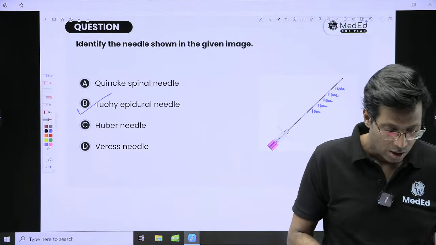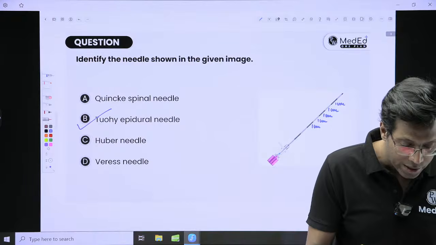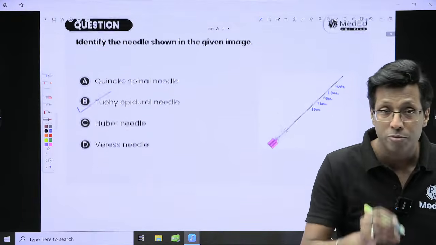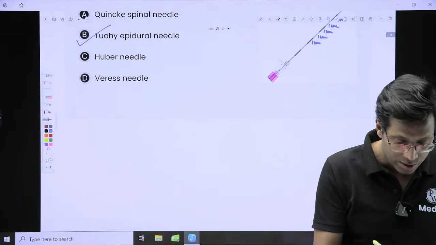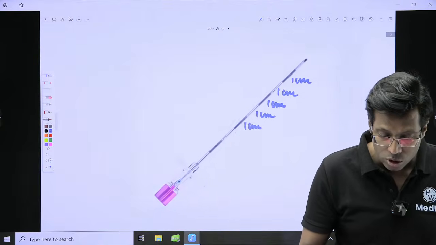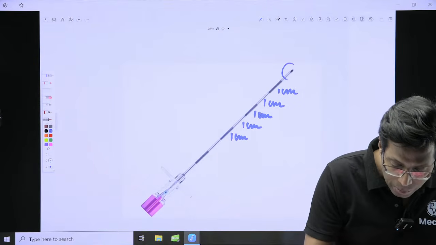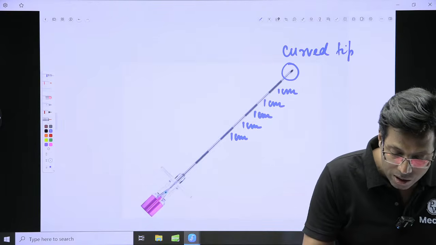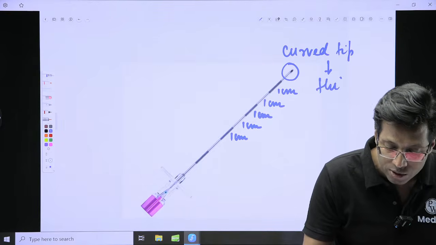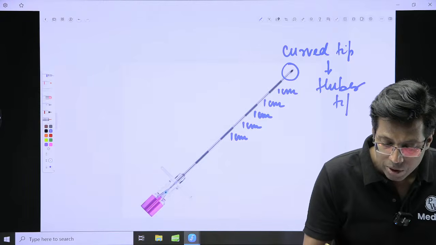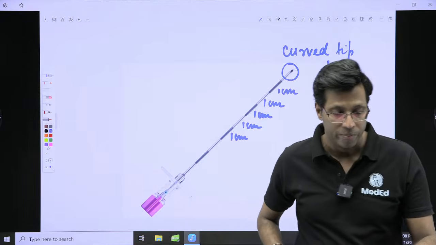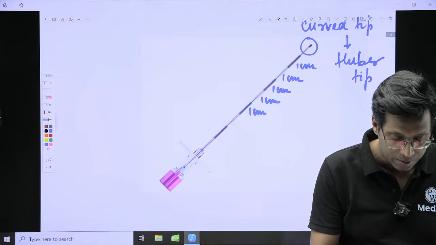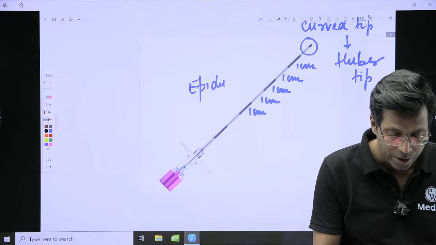We'll do it fast. Now, Quincke spinal needle. When you speak of spinal needles, there are two types. This is the epidural needle that you can see. It has a 1 centimeter marking. This tip that you see over here is a curved tip, and this curved tip is what is called the Huber tip. There is no Huber needle per se, but it is called a curved tip or Huber tip. This is the epidural Tuohy needle.